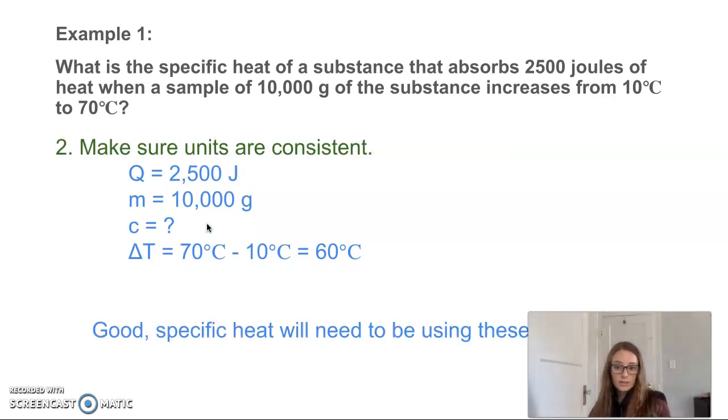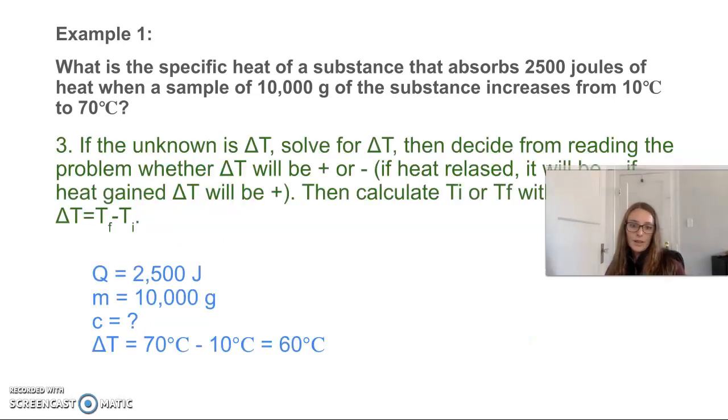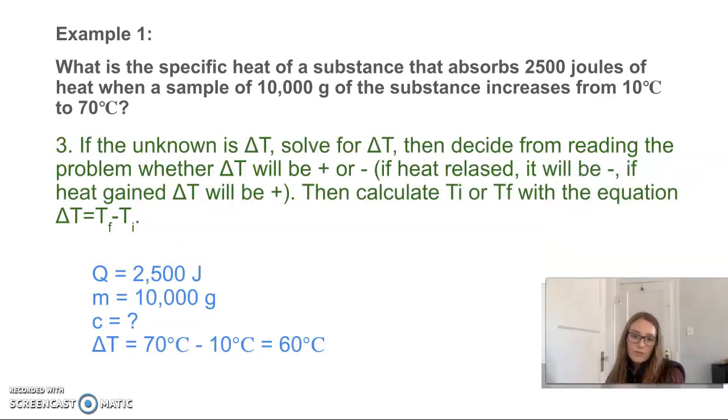We make sure our units are consistent. These are perfect because we wanted joules, grams, degrees Celsius, because our specific heat will be in joules divided by grams times degrees Celsius as well. Next, we need to solve for our delta T. So we decide from the reading, is our temperature heating up or cooling down? It's heating up, so we know that it will be a positive temperature change, and we calculated that to be 60 degrees Celsius.